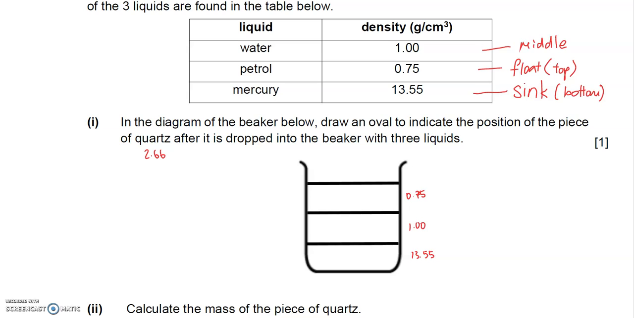So I accept actually 2 different answers. As long as your answer is between the bottom half of our water, which means that if you drew it like this, I will give you the mark. Or if you drew it like this, I will give you the mark. So either right at the bottom of the water layer or right at the top of the mercury layer. This is where the piece of quartz will be.